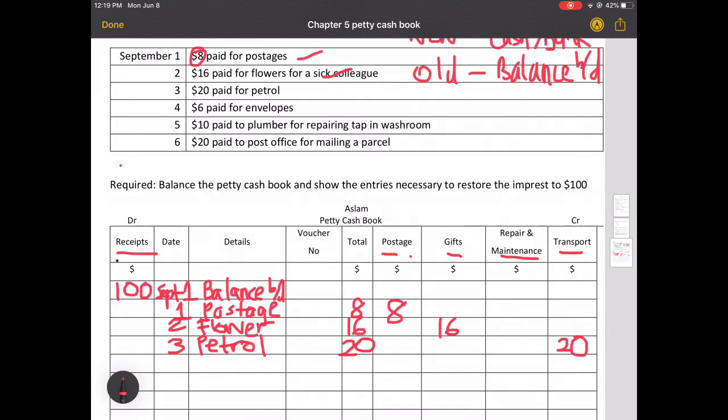Next one. September 4. $6 paid for envelopes. So my detail will be envelopes.